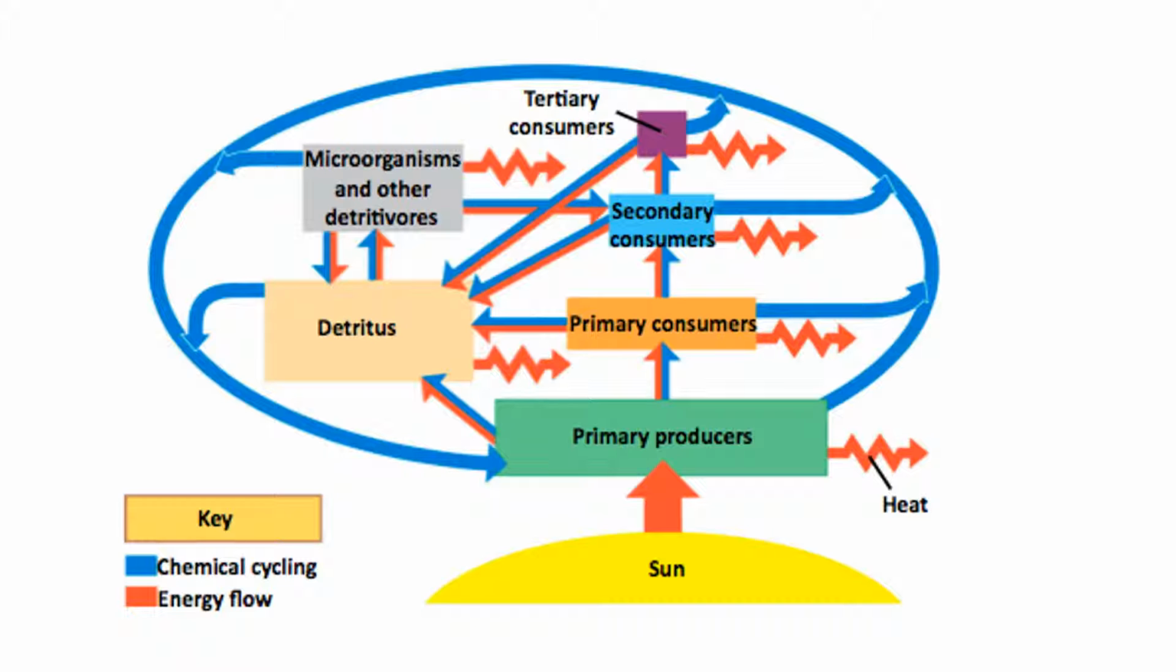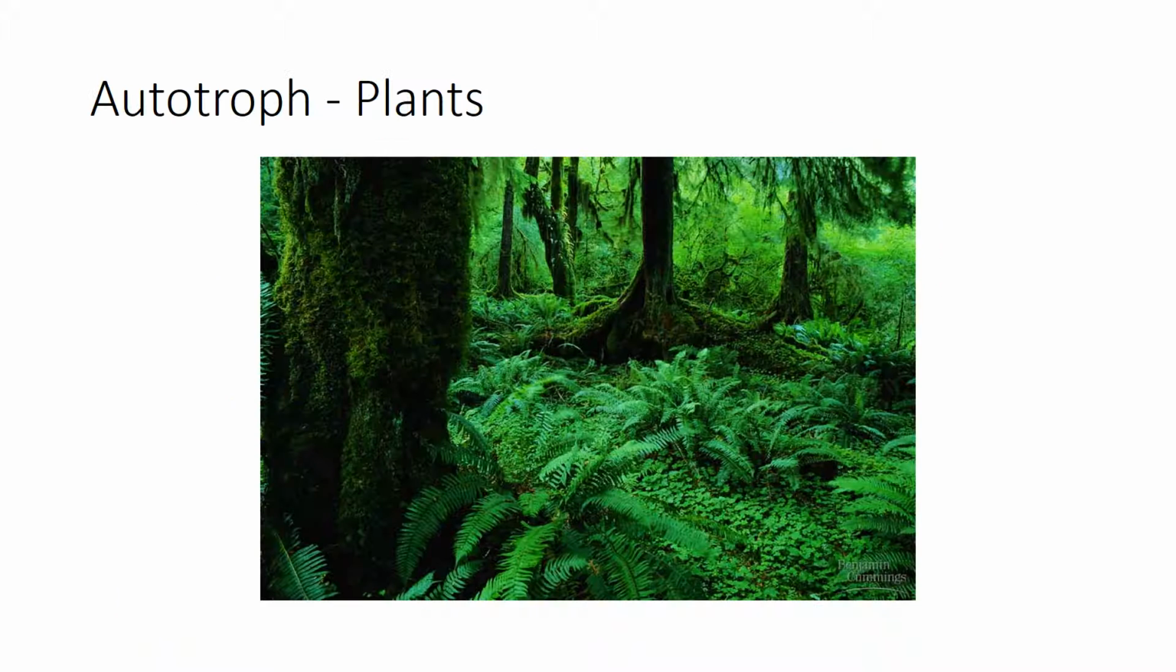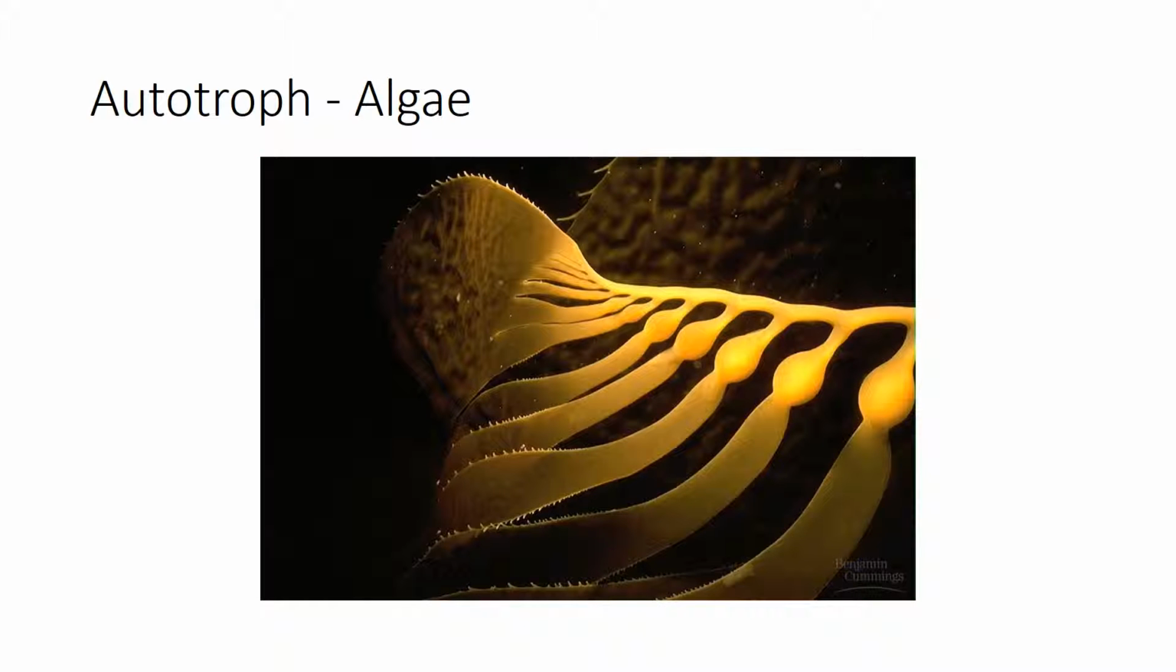Matter is recycled, energy flows one way through the ecosystem. So those primary producers are extremely important, and those are the autotrophs. Auto means self, troph means feeding. These are the self feeders. Normally, we think of these as being plants. However, there are also algae. Algae grow mostly in marine ecosystems, but we also find it in freshwater systems and other damp areas.